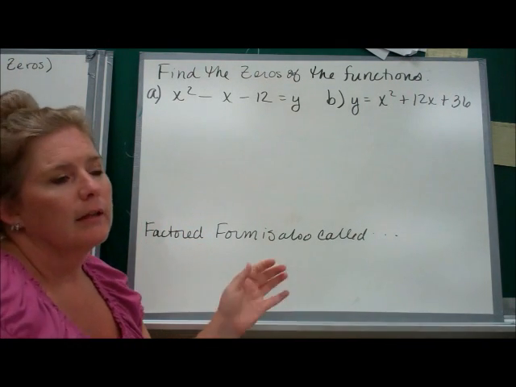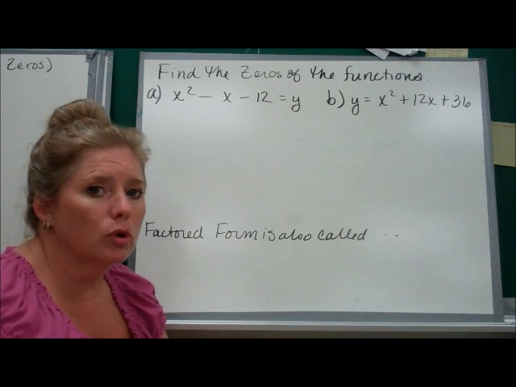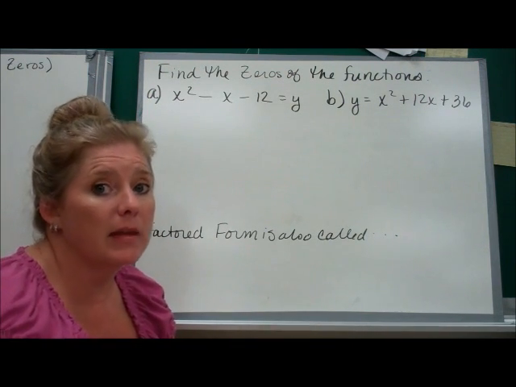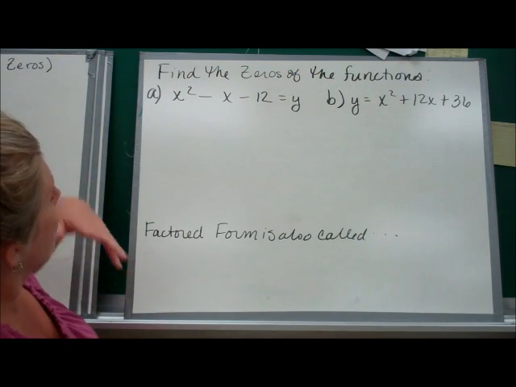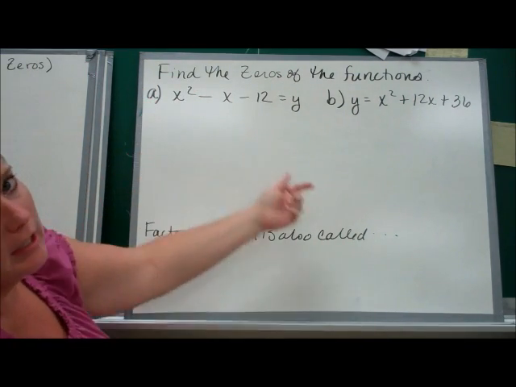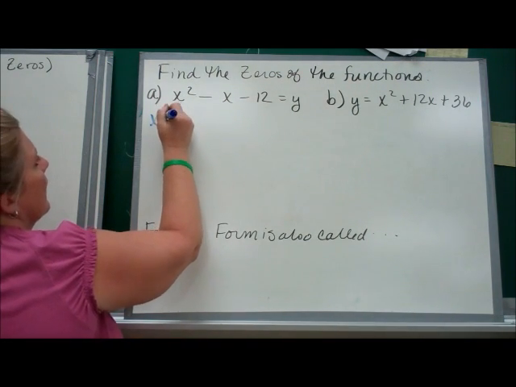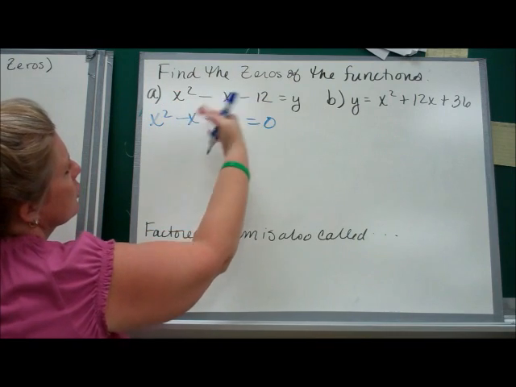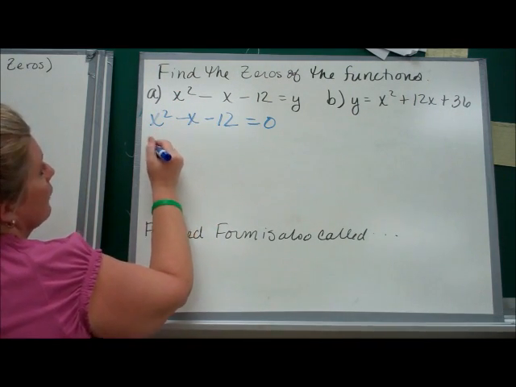Remember, factors, solutions, zeros, roots, they're all pretty much different names for the same things, same numbers, just different names for them. So to find the zeros of the functions, that means we're going to set the function equal to 0 and solve. So it's going to be x squared minus x minus 12 equals 0. Set the function equal to 0. Now solve. So we're going to factor.